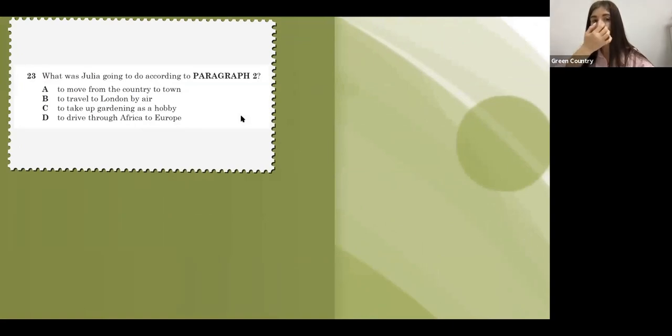Question 23. What was Julia going to do according to paragraph 2? Here the creators of the test already help us where to find the answer. That's great. Let's underline the keywords: what Julia going to do. Option A, move from country to town. B, travel to London by air. C, take up gardening as a hobby. By the way, the phrasal verb take up means to start doing something, most of the time as a hobby. D, to drive through Africa to Europe. We would underline drive through Africa, Europe. So from Africa to Europe.